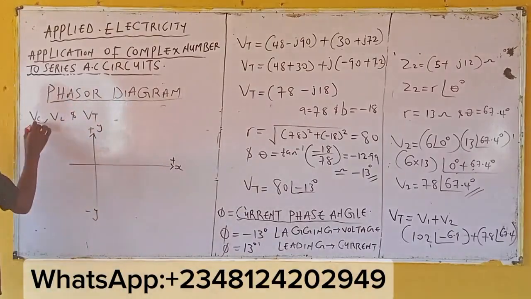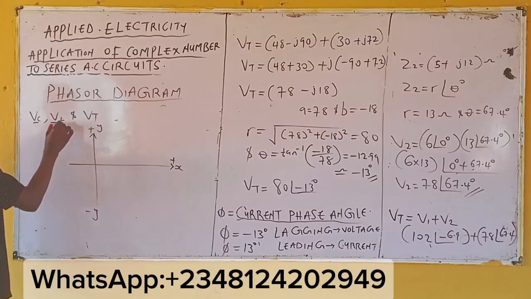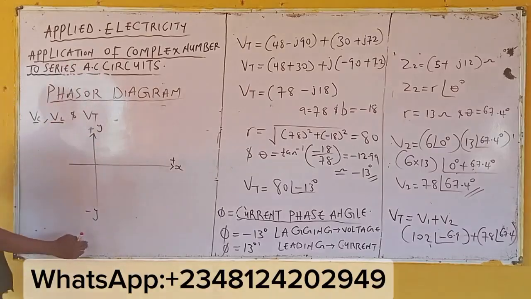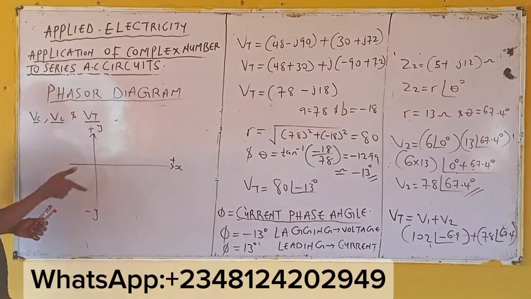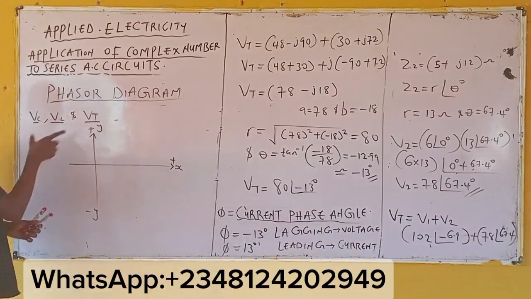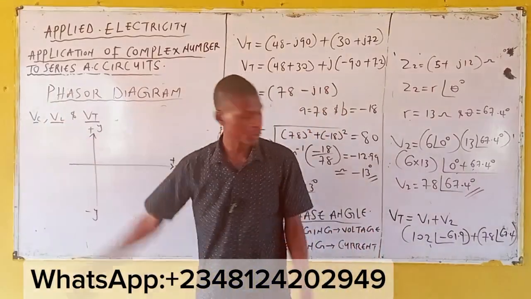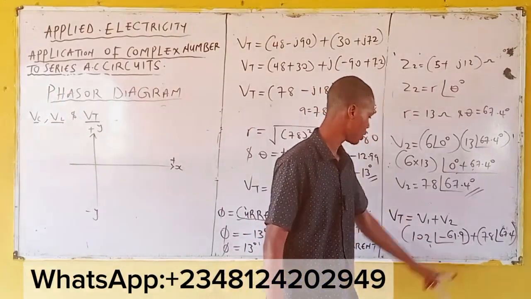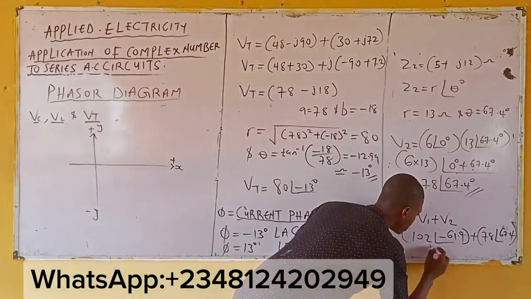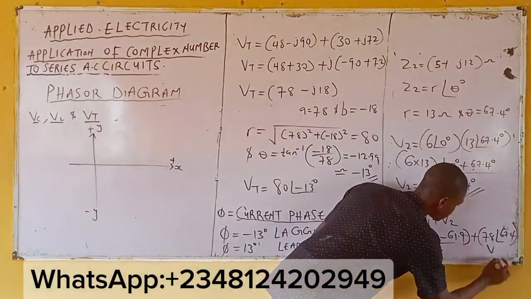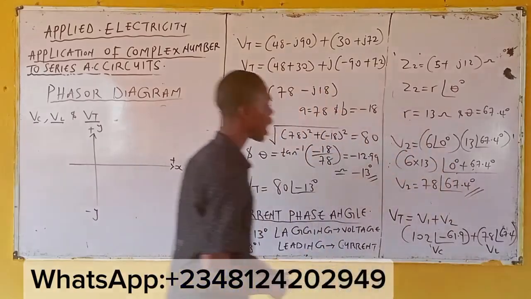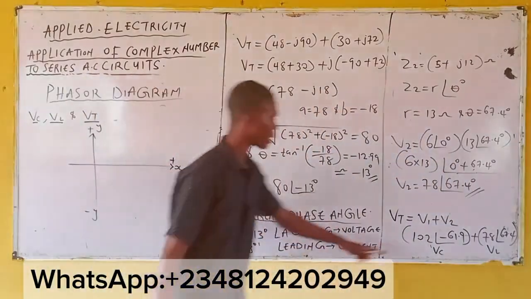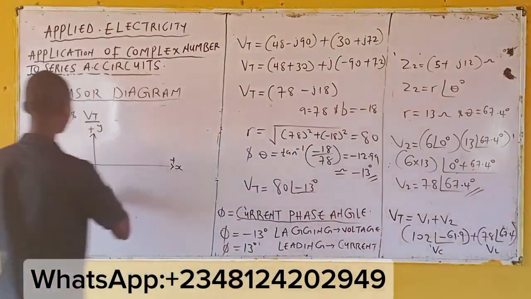Now, your voltage of capacitor and voltage of inductor are plotted on the y-axis. They are using their respective angle to plot this voltage. For this VC, we got 102 at negative 61.9. Then this is the voltage of capacitor, right? And this is the voltage of what? Inductor. Now, how it works is that your voltage of capacitor is taking the negative x-axis.